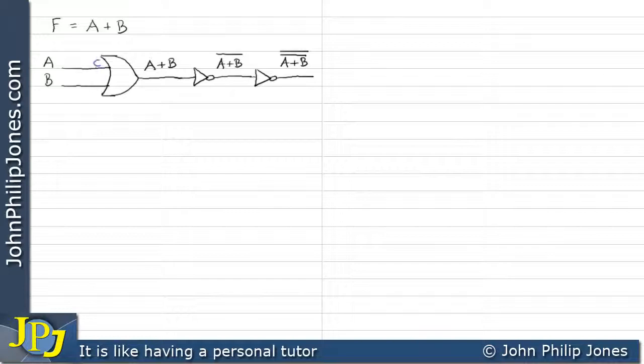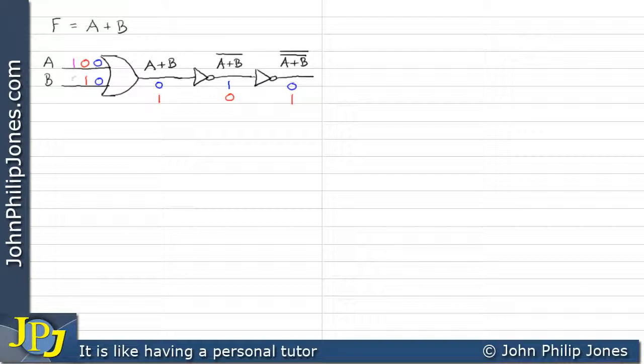Let's consider the following combinations. A 0 and a 0 to the OR gate will give me a 0 at the output of the OR gate. This will act as an input to the NOT gate to give me a 1 at the output of the NOT gate, which will then be converted to a 0. Now if I input a 0 and a 1, I'll get a 1 at the output of the OR gate, which will go through the NOT gate to become a 0, which will then go through the next NOT gate to be turned back to a 1.